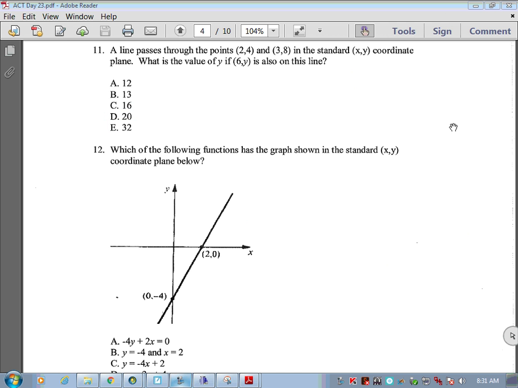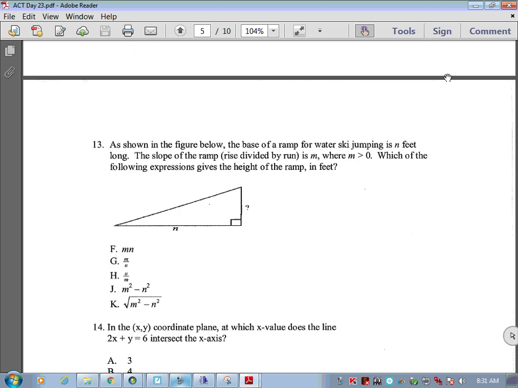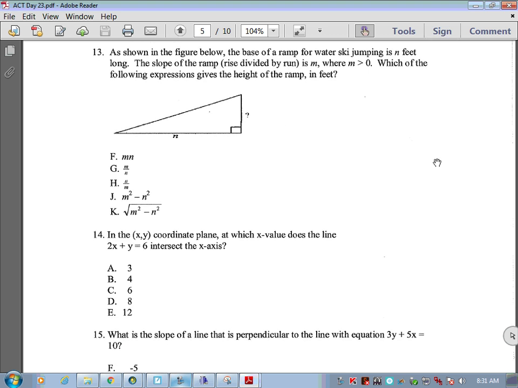All right, so nobody on 12 then, but we need 13 and 14 on the next page. All right, 13. As shown in the figure below, the base of a ramp for water ski jumping is n feet long. The slope of the ramp, rise divided by run, is m. So they're telling me that this is equal to m, rise over run, where m is greater than 0. Which of the following expressions gives the height of the ramp in feet?